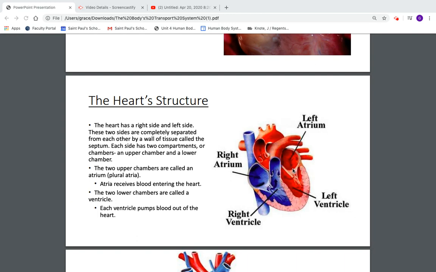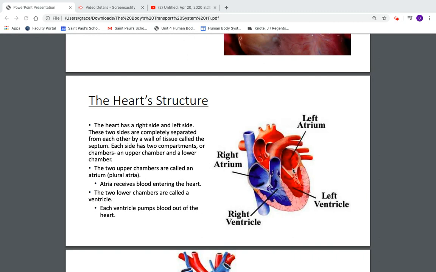And now it's important that these two sides are completely separated because the left side of the heart is full of oxygen-rich blood, while the right side of the heart is full of oxygen-poor blood. And we don't want the two different bloods mixing together.